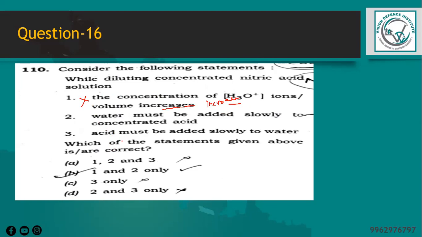With constant stirring. By adding the water to concentrated acid, they can cause the mixture to form hazardous accidents also. So therefore, statement two is correct. Similarly, statement 3 is also correct, by adding acid to water slowly, we can prevent the solution from splashing and also causing accidents. So option 2 and 3 only are right.